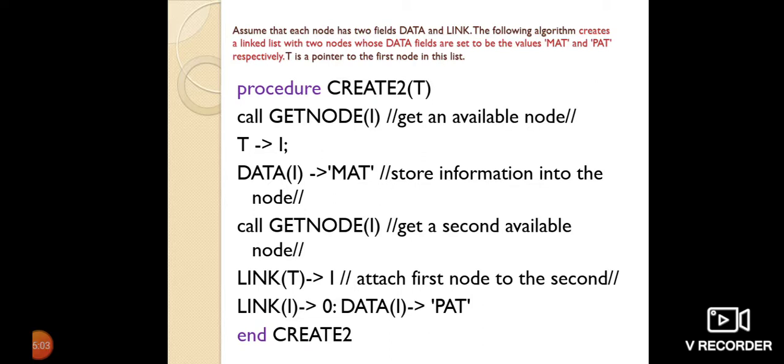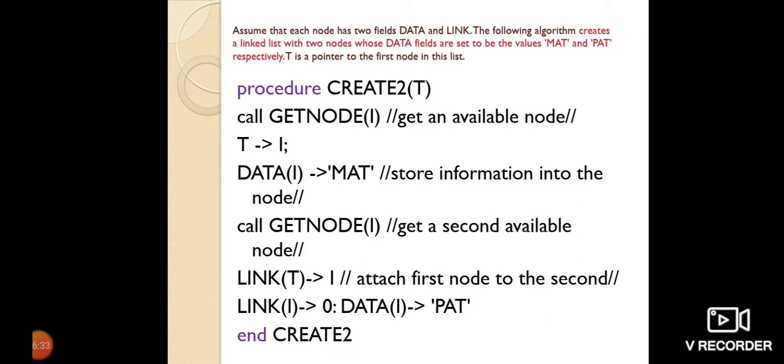The first one is how to create a linked list having two nodes. You'll be having only two nodes there. First, you are going to call get node. Get node is actually a procedure in the storage pool, which will get the node from the storage pool, that is free nodes. I is actually the node which is available and it is getting the node. This is actually a procedure.